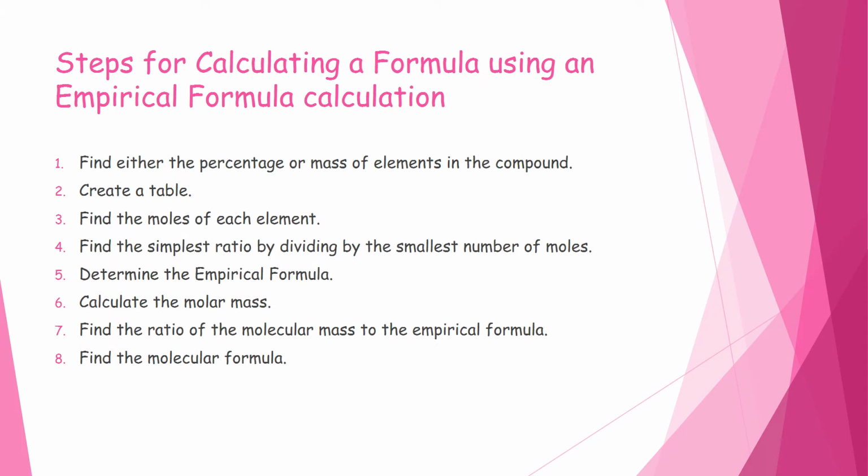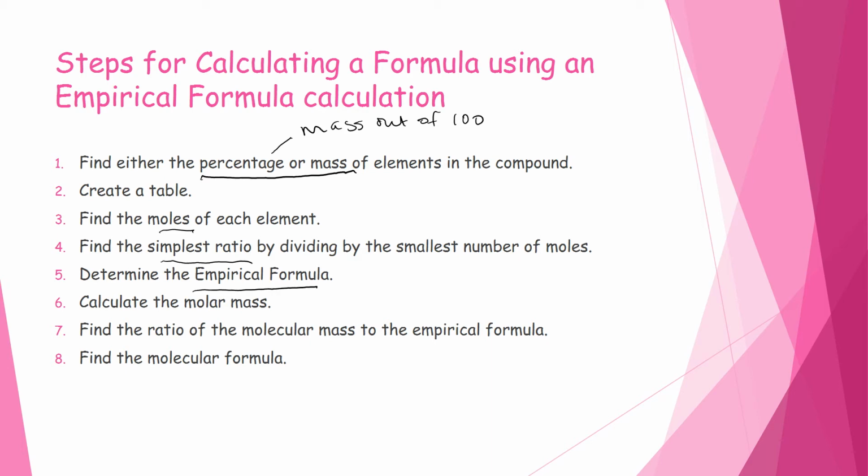Now let's look at how to calculate an empirical formula. First you're either going to find a percentage or mass of the elements in the compound. Remember, a percentage is simply a mass out of 100. You're going to create a table. It's really important here that you're organised and it's beautifully set up, because this will make it much easier for your marker. You then go through and find the moles of each element. Then you find the simplest ratio by dividing by the smallest number of moles. You determine the empirical formula.